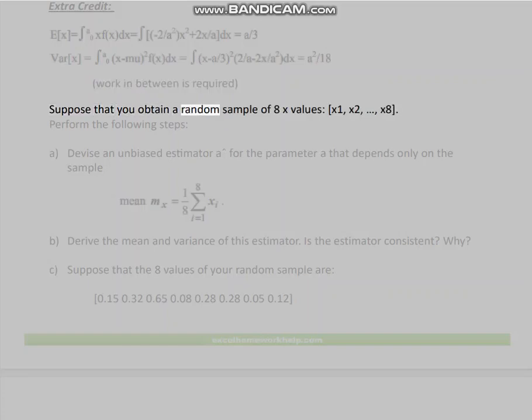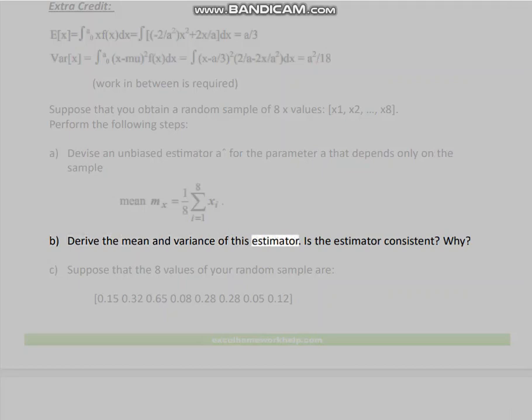Suppose that you obtain a random sample of 8 x values, x1, x2, ..., x8. Perform the following steps. A. Devise an unbiased estimator â for the parameter a that depends only on the sample. B. Derive the mean and variance of this estimator. Is the estimator consistent?